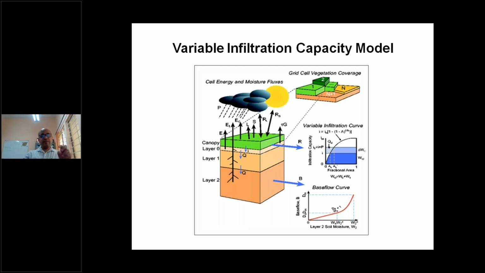Within one pixel, if you have different vegetation types, it gives you the ability to represent their behavior differently for each pixel. So it not only discretizes the area into small pixels, it gives you the ability to further discretize within a pixel for representation of vegetative class, or vertically representing the soil layer.